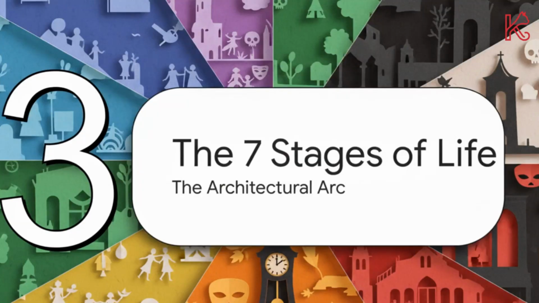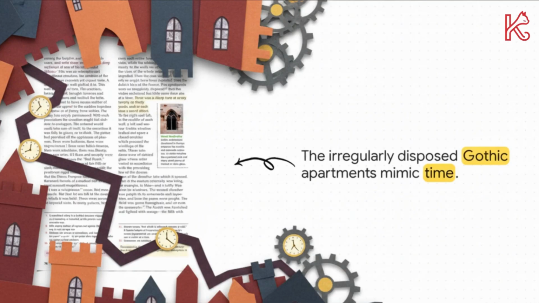This brings us to Section 3, the real core of our explainer, the 7 stages of life, the architectural arc. Now, what's really fascinating here is the physical layout of Prince Prospero's 7 colored ballrooms. Unlike traditional palaces with long, straight hallways where you can see from one end to the other, Prospero's apartments are irregularly disposed. There's a sharp turn every 20 or 30 yards. You can only ever see one room at a time.